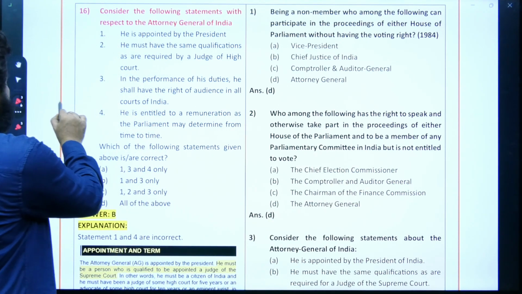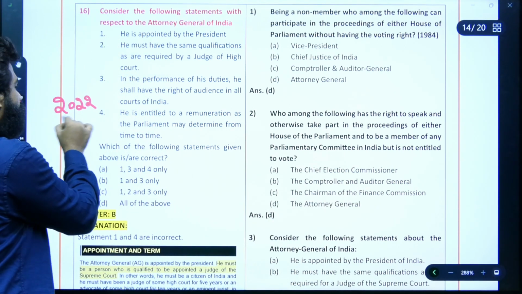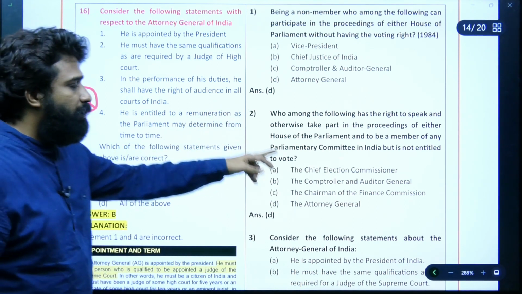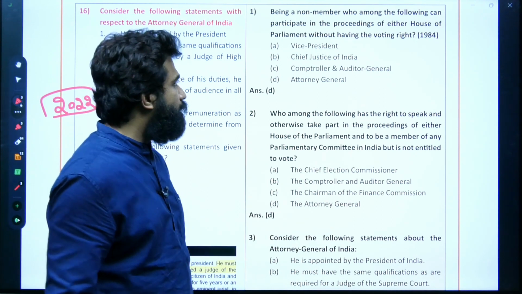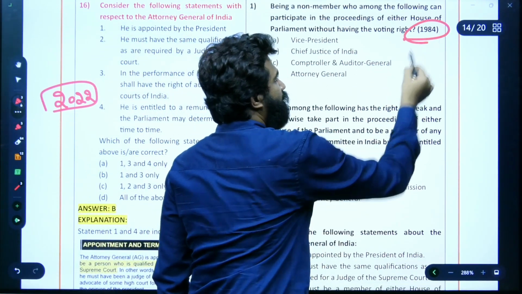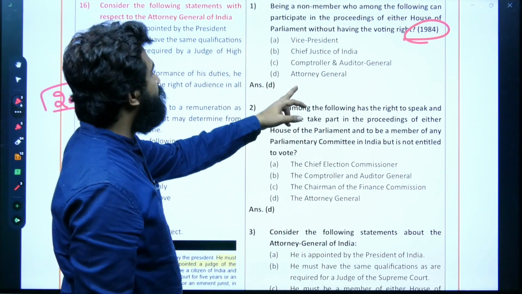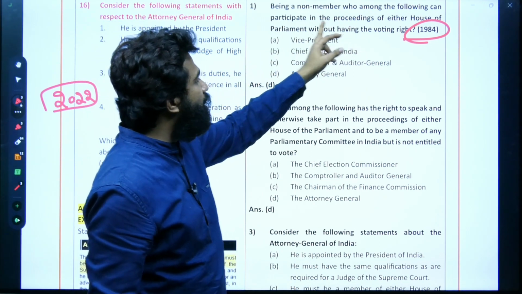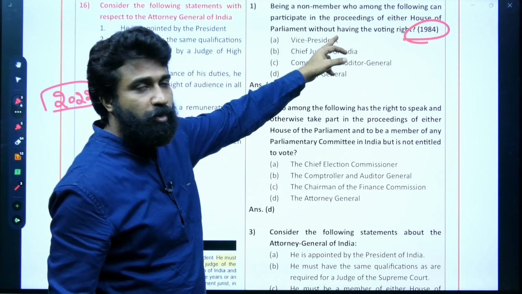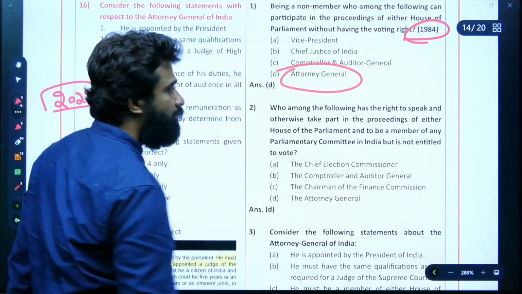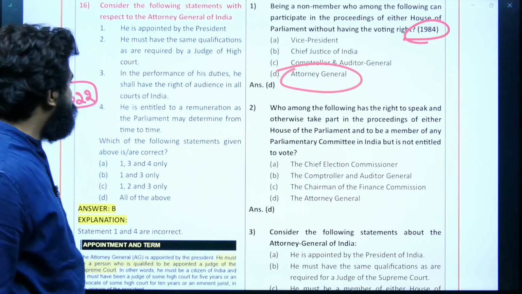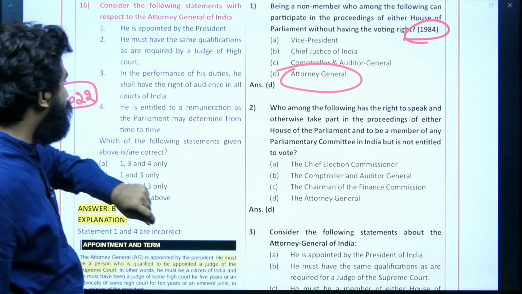Okay, one of the trickiest questions asked, and I haven't added it. Please choose and add it to the previous year question list which I have given here. I have given you many questions regarding the Attorney General; various times it was asked. The Attorney General, being a non-member, who among the following can participate in the proceedings of either of the houses of the parliament? This is the Attorney General, who has the right to attend either of the houses of the parliament, though he is not a member of the house.